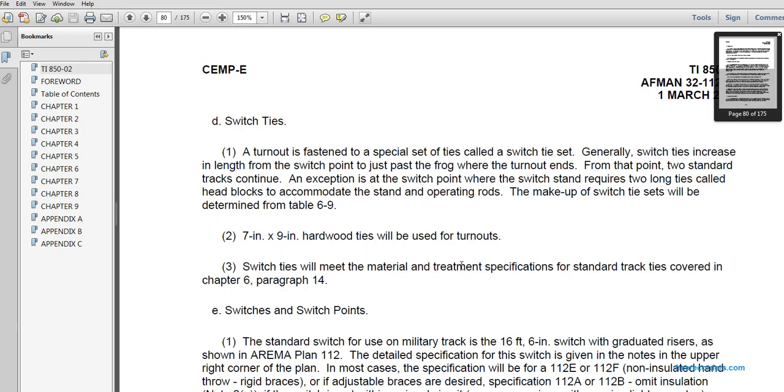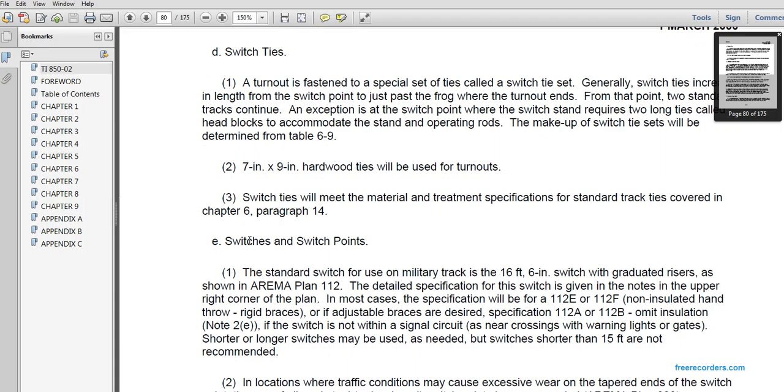These switch ties are fastened by special ties called the switch tie set. The general switch ties increase the length of the switch point, adjusted past the frog, where the turnout ends from the point of the two standard tracks, continues an exception, as the switch point of which switch stand requires two long ties, head blocks, and accommodated stands of operating rods. This makes up the switch ties that will be determined in Table 6-9.